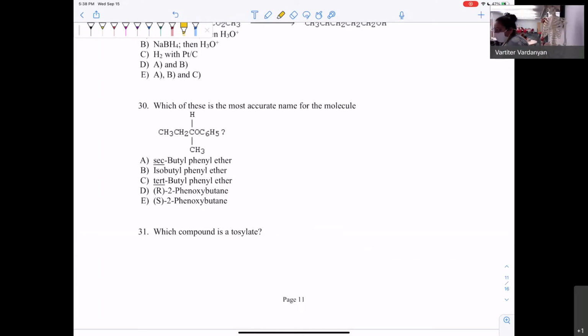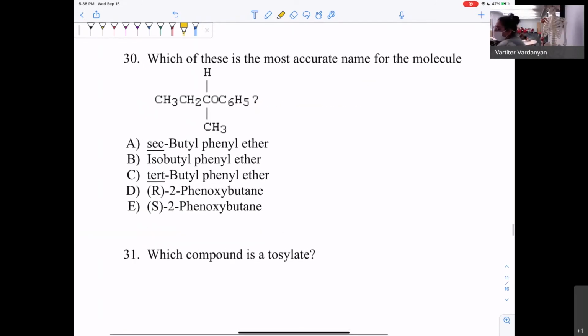Cool. So let's name this molecule. I'm going to redraw it because I don't know about you guys, but I hate condensed formula. So 1, 2, 3.